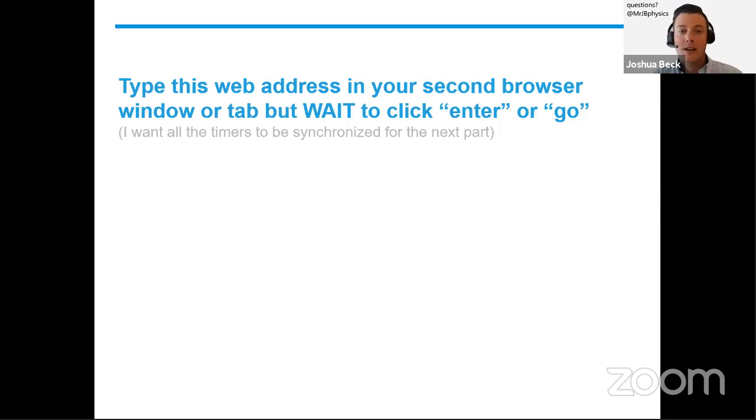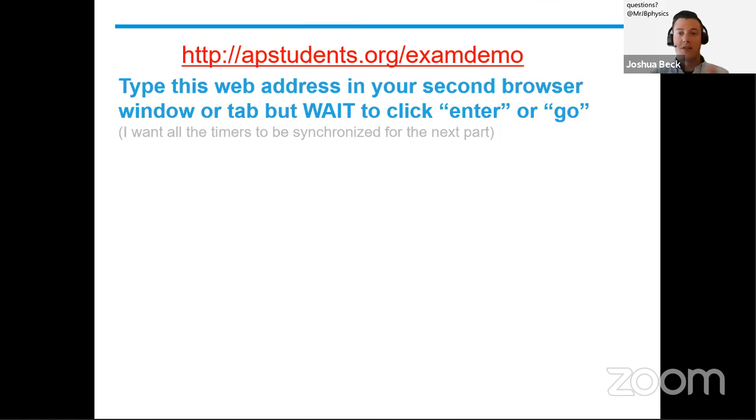Go ahead and open up a new tab or a new browser, you can sort of scale these side by side so you can see them both. And you can enter in this web address. If you can only view one at a time, I'll read out the web address for you. It's going to be apstudents.org/examdemo. Again, don't hit enter, don't hit go.